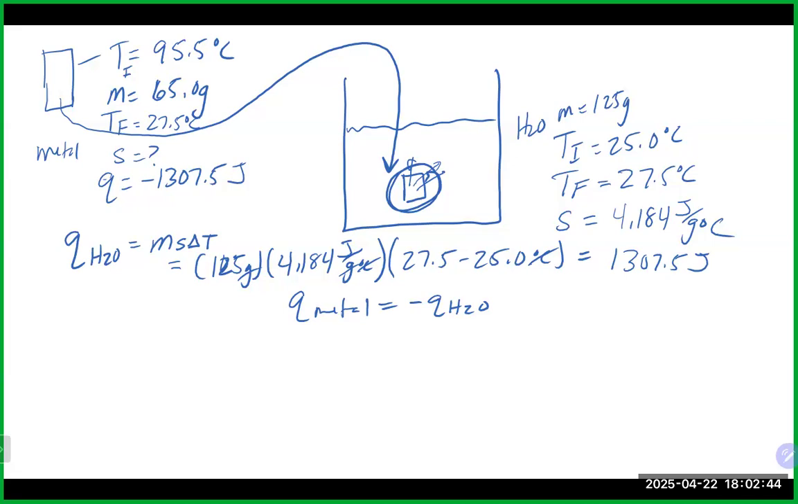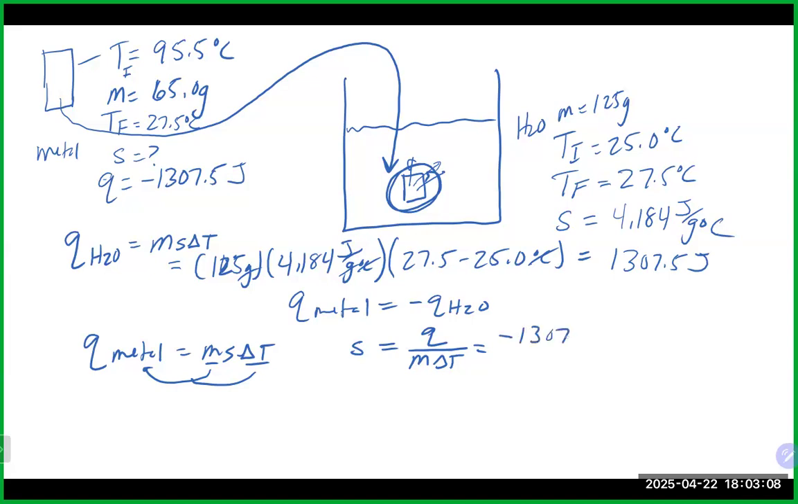And now if we look at the metal and go into our specific heat equation for the metal, Q = m S delta T, we could solve for S, which would be Q divided by m delta T, taking both of these and dividing over to the other side. We're going to put in our number here, which is negative 1307.5 joules. Kind of like kilojoules, but not so much. Our mass of our metal, which is 65 grams.